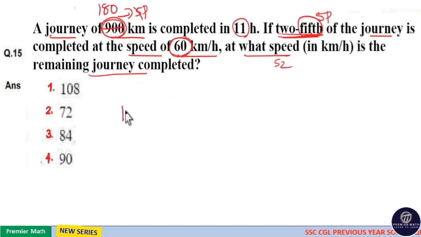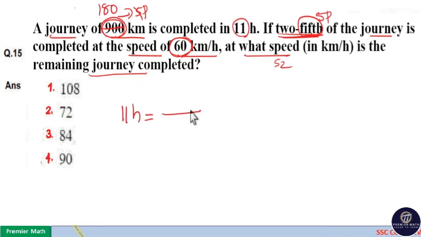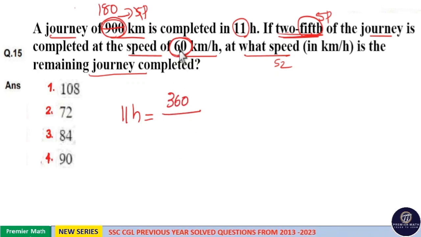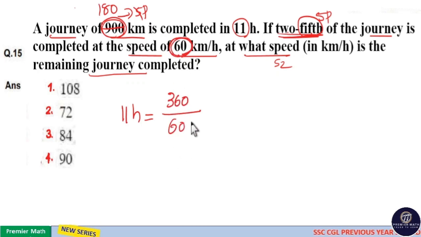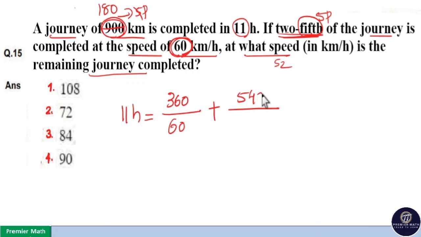Now total time is equal to 11 hours. Time means distance by speed. So first distance here is equal to 2/5, that is 2 parts. 2 parts is equal to 2 into 180, 360 kilometers, and 360 kilometers covered in 60 kilometers per hour. Plus second distance is equal to 3 parts, 5 minus 2 is 3 parts. 3 parts is equal to 3 into 180, 540 kilometers. Now 540 kilometers covered in S2 speed. Now we have to find what is S2 here.